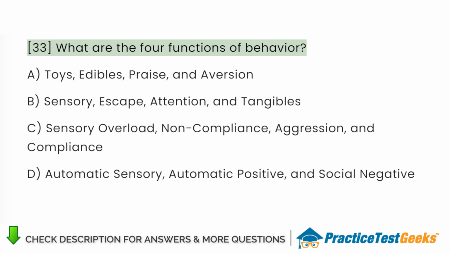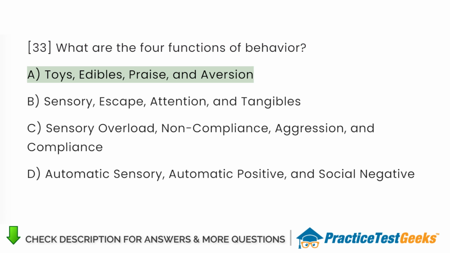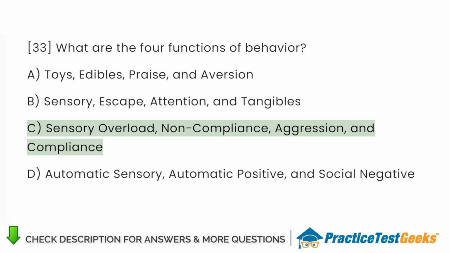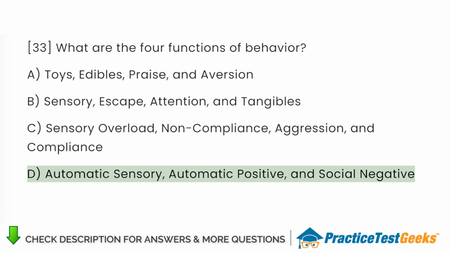What are the 4 functions of behavior? A. Toys, edibles, praise, and aversion. B. Sensory, escape, attention, and tangibles. C. Sensory overload, noncompliance, aggression, and compliance. D. Automatic sensory, automatic positive, and social negative.